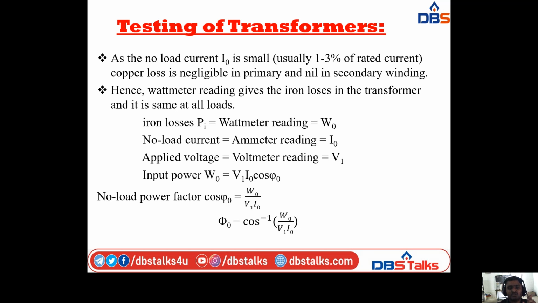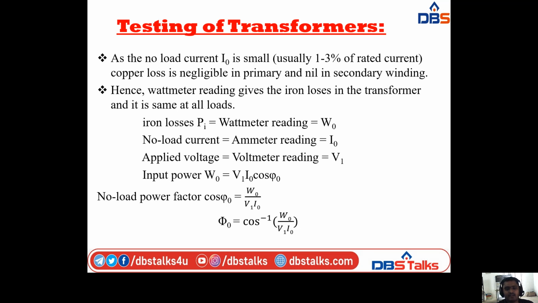As the no load current I naught is small, the copper loss is negligible. Why? Because the copper loss mainly depends upon the current. So the copper loss is negligible in the primary and nil in the secondary winding. Hence the wattmeter reading gives the iron losses in the transformer, and it is the same at all loads.